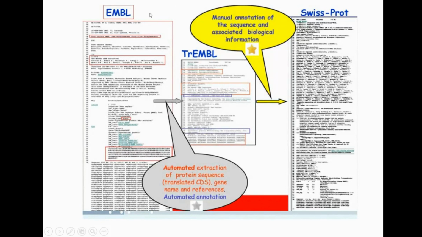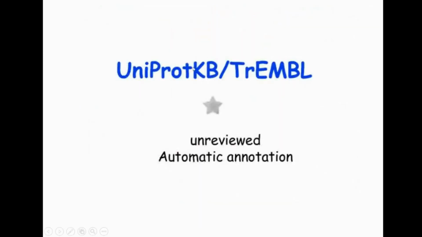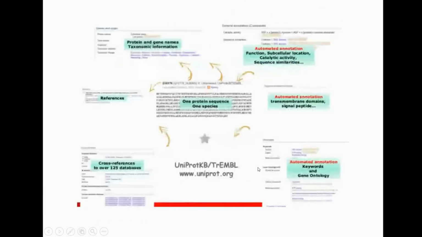Okay. Again, I am repeating how the sequence moves from EMBL to translated EMBL to the Swiss-Prot. EMBL is a nucleotide database. From the nucleotide database, the CDS, gene name and references were automatically extracted and moved to the translated EMBL. From the translated EMBL, after the manual annotation of the sequences and associated biological information, the sequence moved to the Swiss-Prot. Coming to the UniProt KB translated EMBL, which is an unreviewed and automatically annotated database.